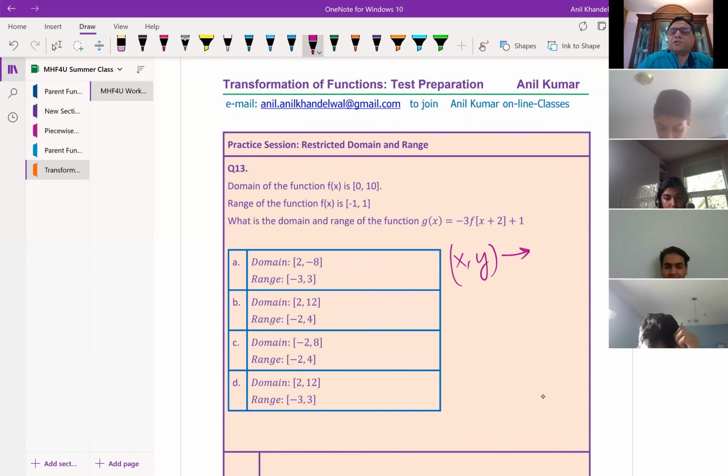First, write down the transformation of points. What will happen to the x values? And what happens to the y values? Image point.